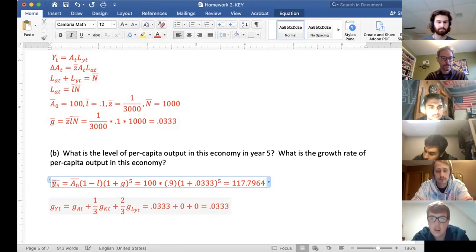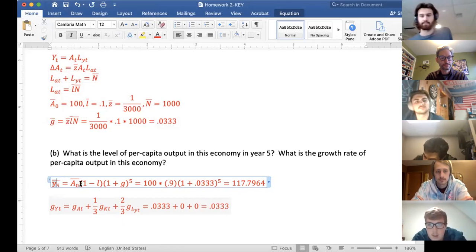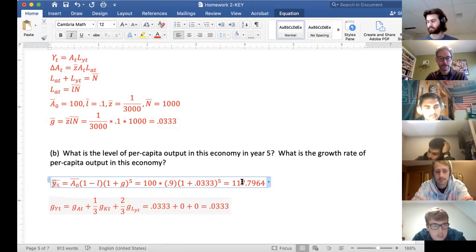Sorry. So what's output in year 5? It's equal to A at time 0 times 1 minus L times 1 plus g to the 5th power. If you multiply that out, I've got a lot of typos in here, I'm sorry, it should be something close to 107.